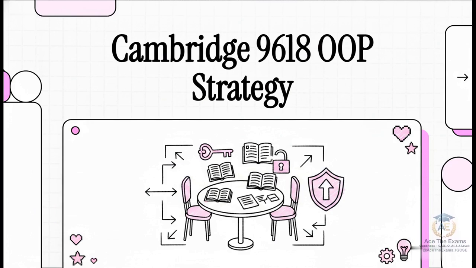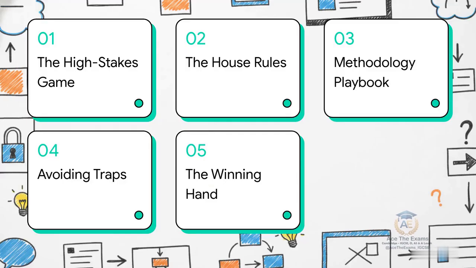We are going to decode the examiner's mindset, uncover the hidden traps that catch students like Alex and Sam, and build a foolproof strategy so you can cash in those top marks. Let's get right into it. Here is our blueprint for the exam. We are covering the high-stakes game first, then the house rules, followed by the methodology playbook, the specific examiner traps you need to dodge, and finally, how to play the winning hand.